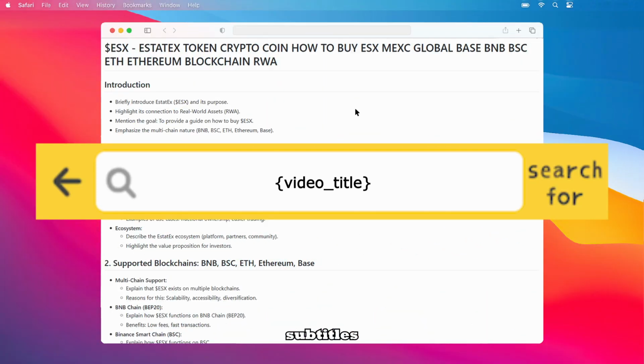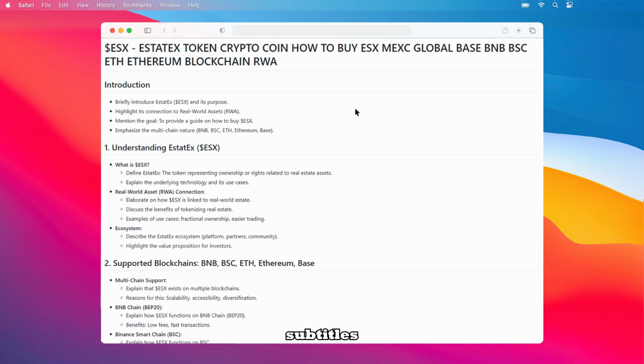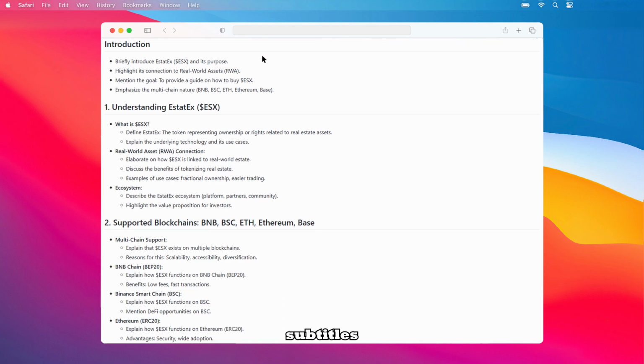Today, we're diving into ESTATEX, or $ESX, a crypto coin that's making waves by connecting to real-world assets, specifically in the real estate sector. Our goal is to guide you on how to acquire $ESX, which operates on multiple blockchains including BNB, BSC, ETH, Ethereum, and Base.